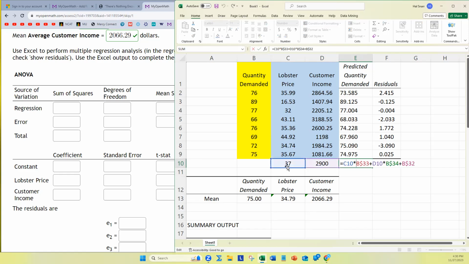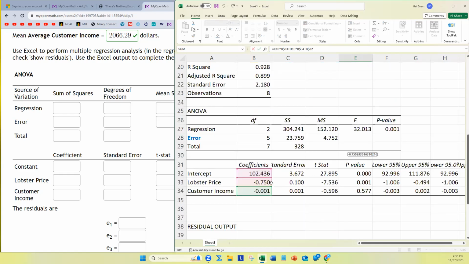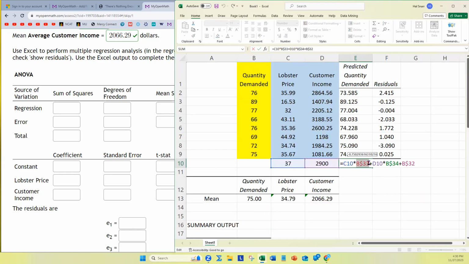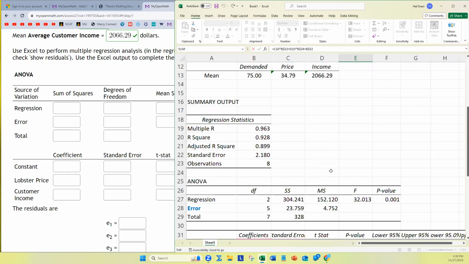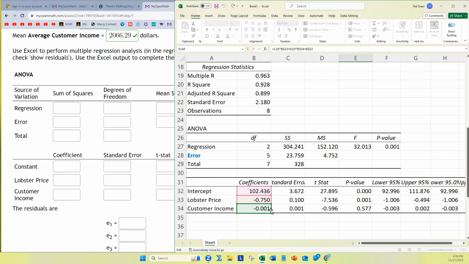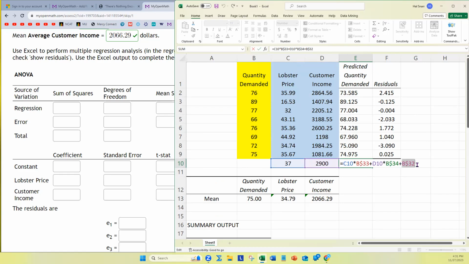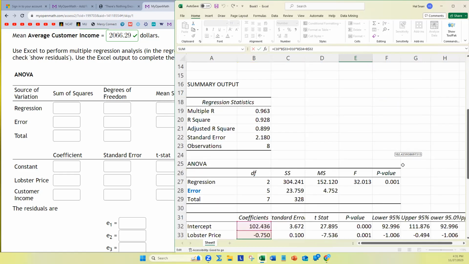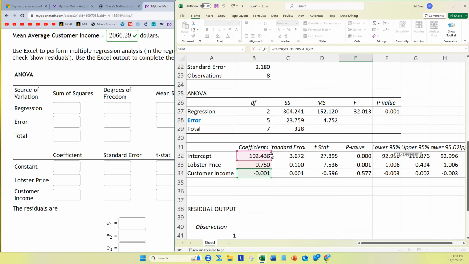So again, what am I doing here? I'm just taking this 37 and I'm multiplying it by the slope coefficient of lobster price, right? This middle number right here, right? And then what am I doing? I'm taking the customer income here, right? And I'm multiplying that by the customer income slope coefficient, the green box. And then what am I doing? I'm adding the intercept to it, right? I'm adding the intercept to it. So this is my model right here. This is my model.